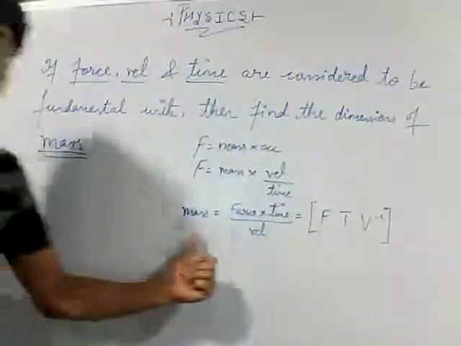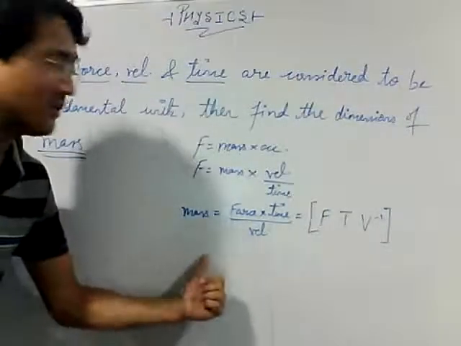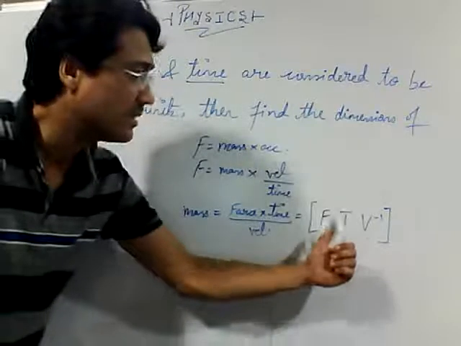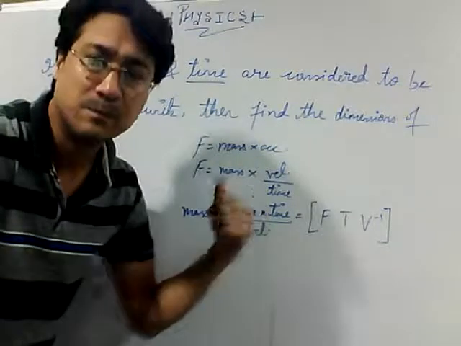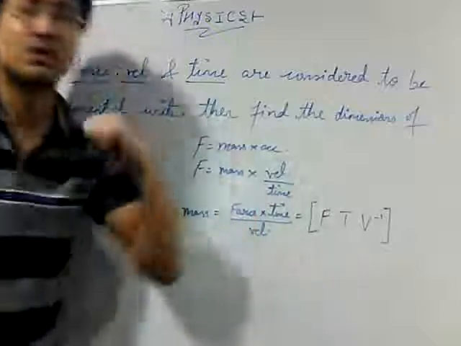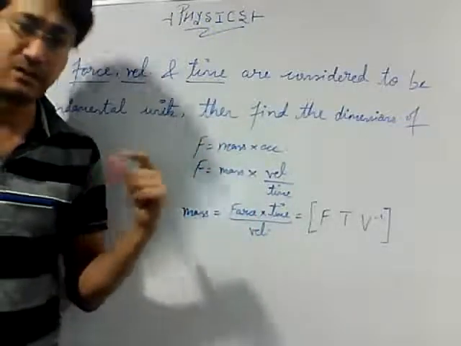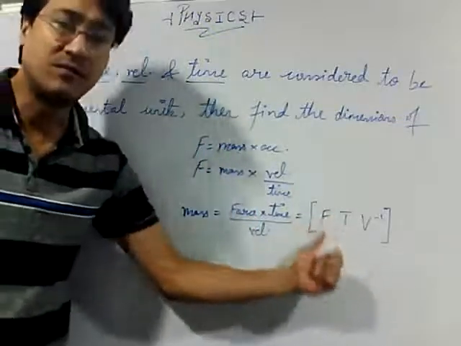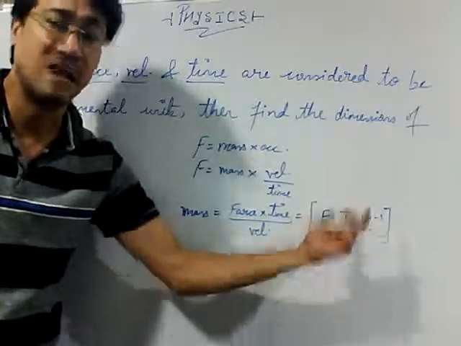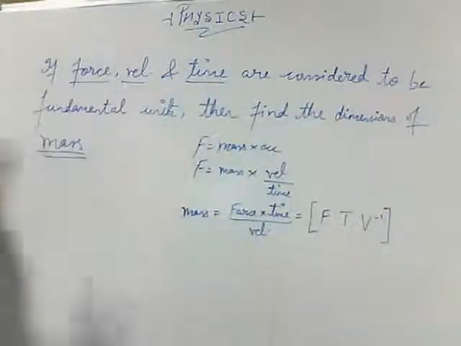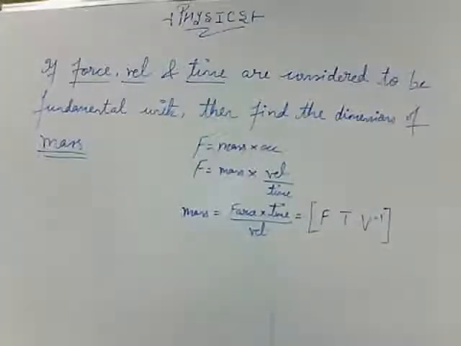So this will be the dimensions of mass, and you see the dimensions of mass are in terms of force, velocity and time. So this is the dimension of mass in terms of the fundamental quantities, force, velocity and time, taken in the question. Please check, is this clear to you so that we can move ahead with another question?